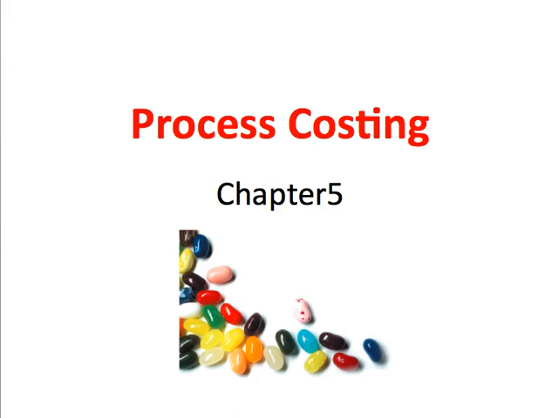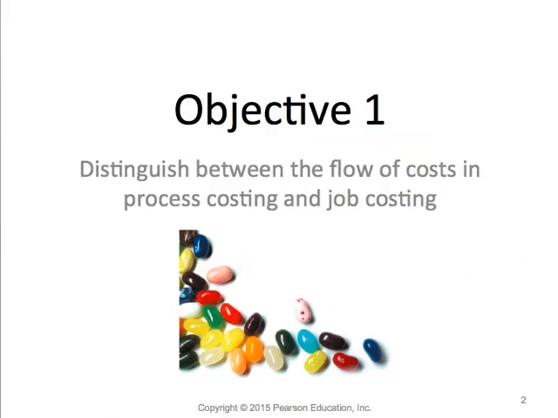Jelly beans is the one the book uses as the example, where mass production of identical units are produced. So let's take a look at the chapter. We're going to do some calculations, so you should have a calculator with you in this chapter. So let's take a look here. The first objective is to distinguish between the flow of costs in process costing and job costing.